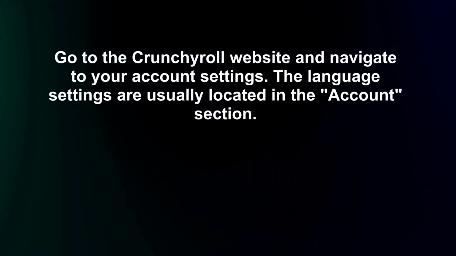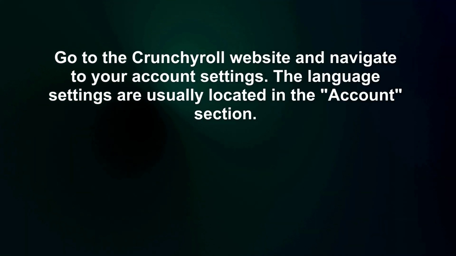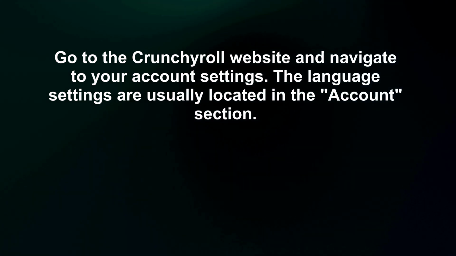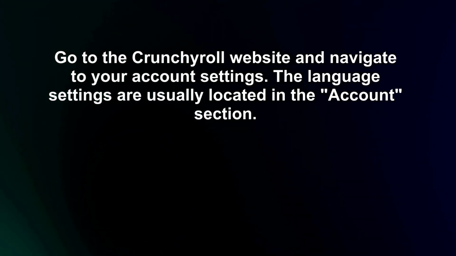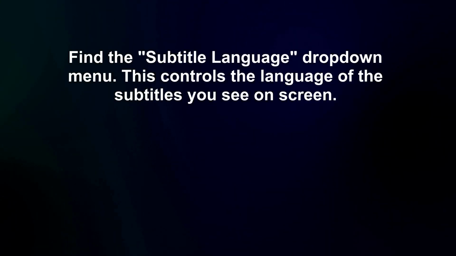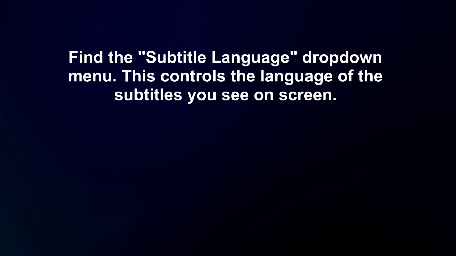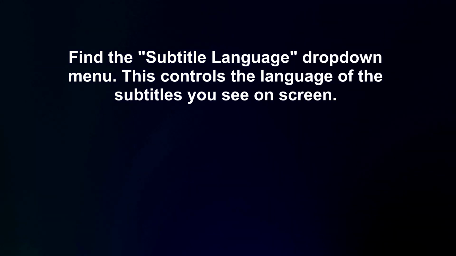Go to the Crunchyroll website and navigate to your account settings. The language settings are usually located in the account section. Find the Subtitle Language drop-down menu. This controls the language of the subtitles you see on screen.